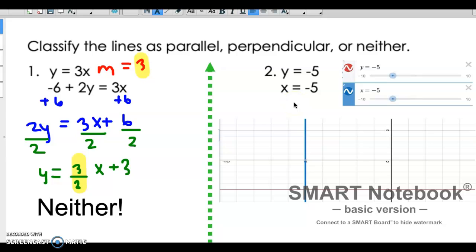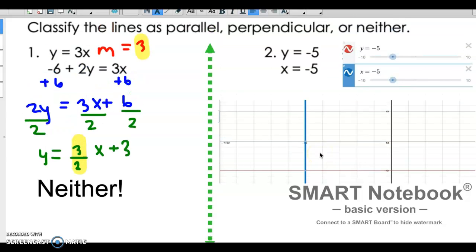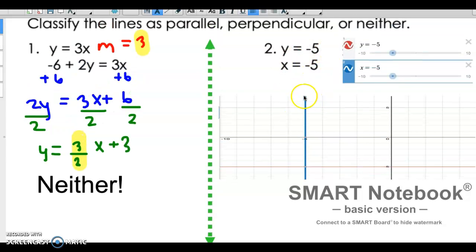For number 2, y equals -5, x equals -5, we have a horizontal line and a vertical line. Remember, y equals is a horizontal line, x equals is a vertical line. The easiest way to do this problem is to just put this on Desmos and graph it. And when you do that, you can see y equals -5, that's our red line, and x equals -5, that's our blue line. They do in fact intersect at a 90 degree, a right angle, so these two lines here are perpendicular.